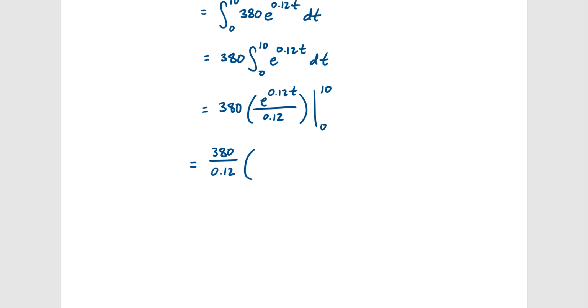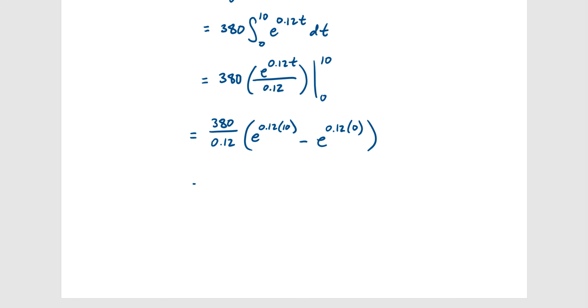And now I'm going to plug in the limits. So plug in the upper limit, that's e to the 0.12 times 10 minus e to the 0.12 times 0. So upper limit minus the lower limit, and I just factored out the constant out front. So looks like this is going to be a calculator one. And we get 7,347. So now we have to make sure our units are correct here.